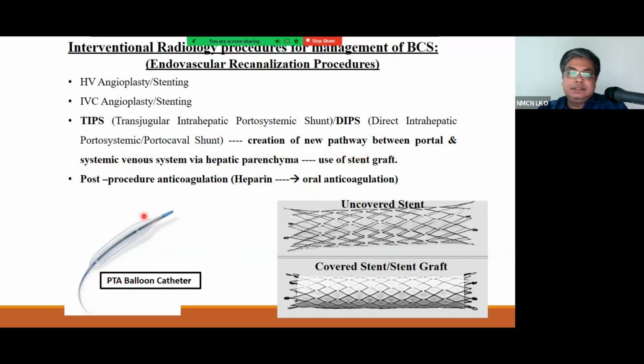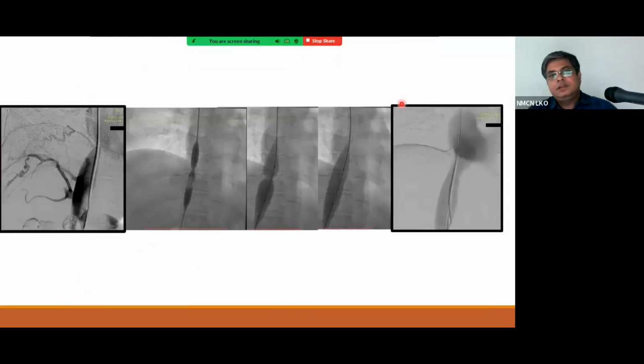Here is the PTA balloon catheter used for angioplasty. And these are examples of uncovered and covered metallic stents. So this is an example of how we do angioplasty. Here in the DSA venography image, we can see there is a marked stenosis of the upper hepatic IVC with drainage via collaterals. This stenosis has been crossed with the help of a guide wire and catheter, and a smaller balloon has been deployed across it.